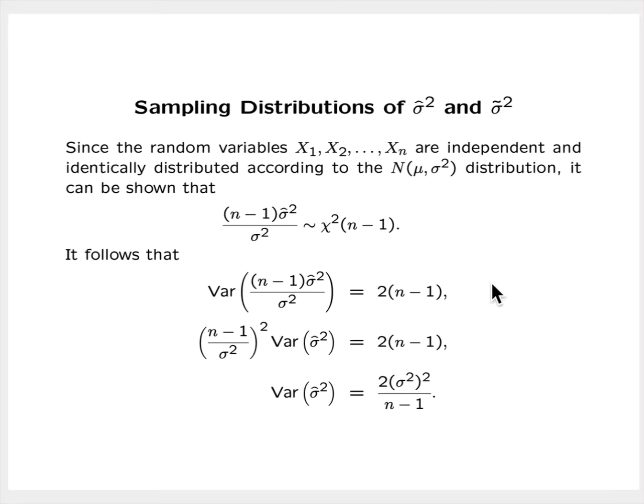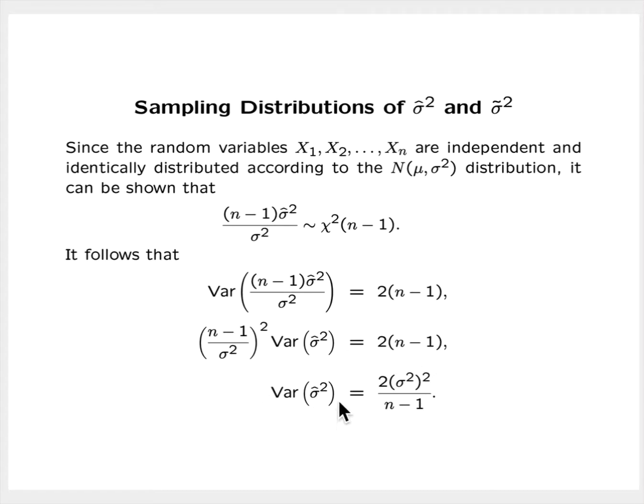Now remember that the variance of the chi-square distribution is equal to 2 times the degrees of freedom. And so the variance of this random variable that has a chi-square distribution with n minus 1 degrees of freedom is just 2 times n minus 1. Now we can use properties of variance, and we can pull out the constant n minus 1 over sigma squared, but to do that we have to square that ratio. And so we have n minus 1 over sigma squared, quantity squared, times the variance of sigma hat squared being equal to 2 times n minus 1.